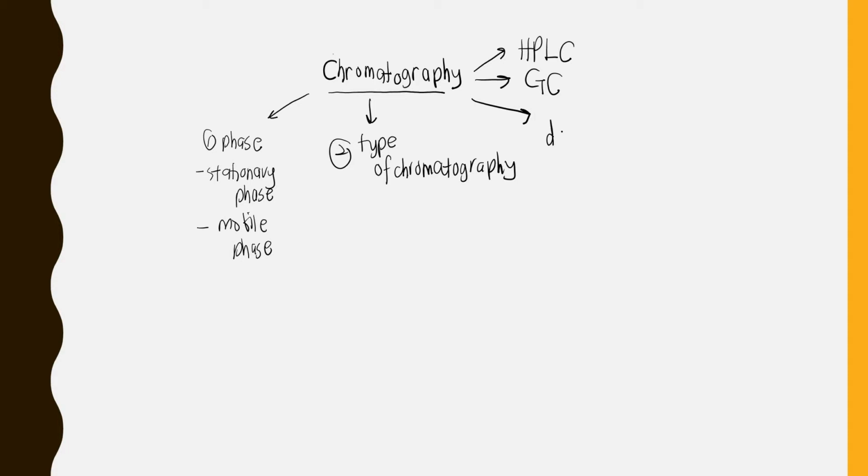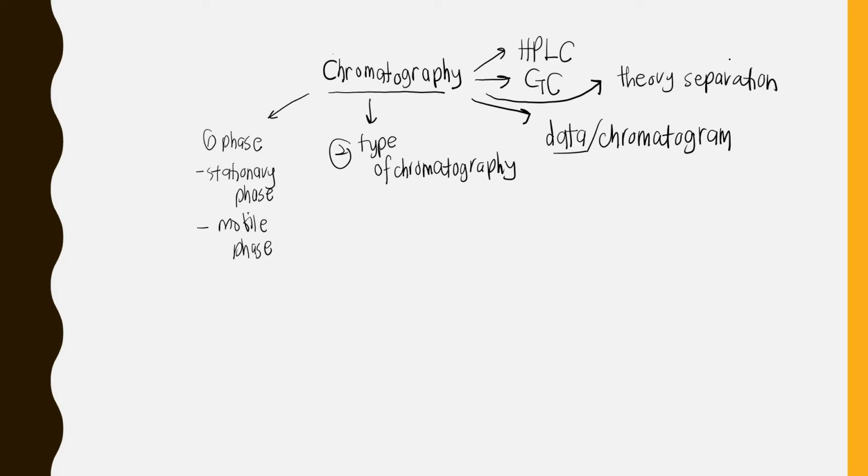And then, of course, you have to know a little bit about the calculation referring to the data, which we call a chromatogram, the data that comes out from the chromatography system. How do you do the calculations? It's a very simple calculation. And the last one, a little bit on the theory of separation. For the theory of separation, I will try to give you a simple animation video from YouTube that makes it easier for you to understand the theory of separation.